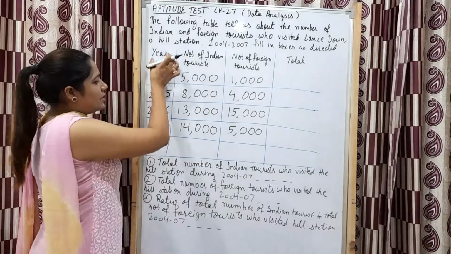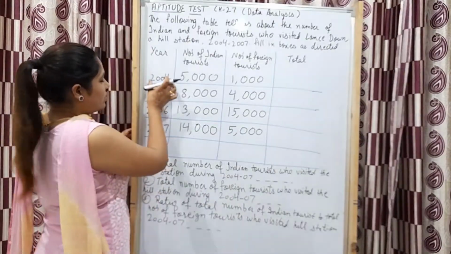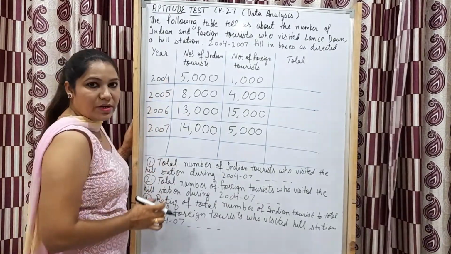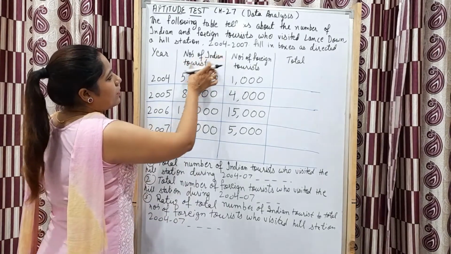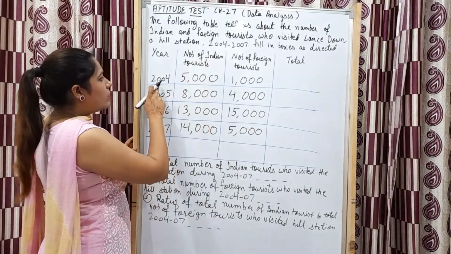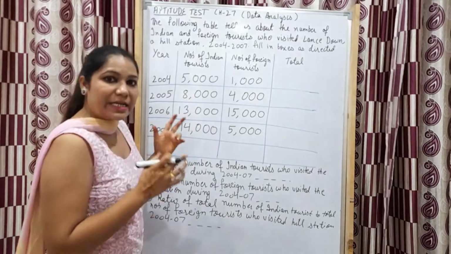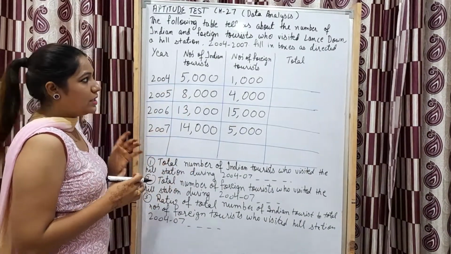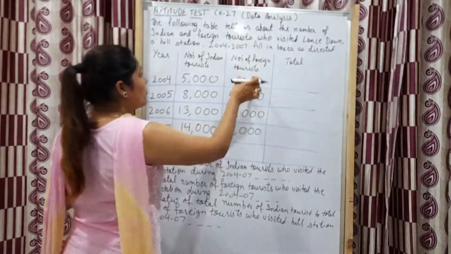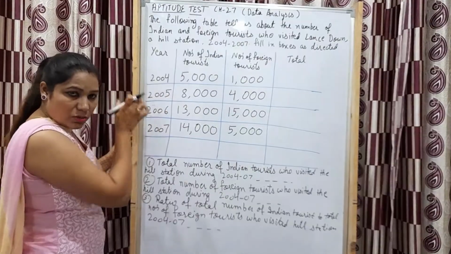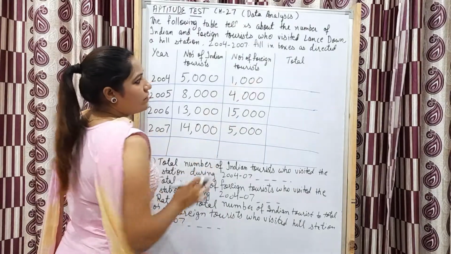Now students, the year is given to you. Here is 2004, 5, 6, 7. Different years are given to you, and the number of Indian tourists. Now in 2004, the number of Indian tourists who visited that hill station is 5,000. And the number of foreign tourists who visited in that year, 2004, is 1,000.